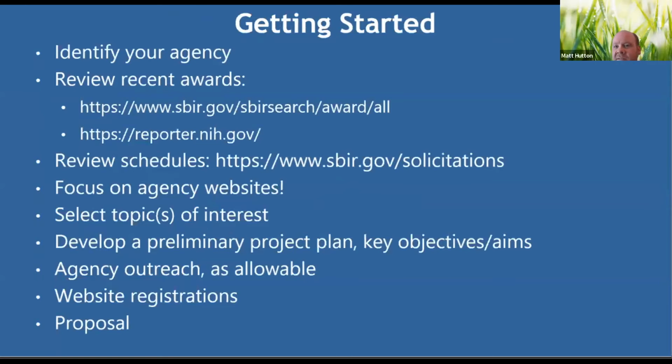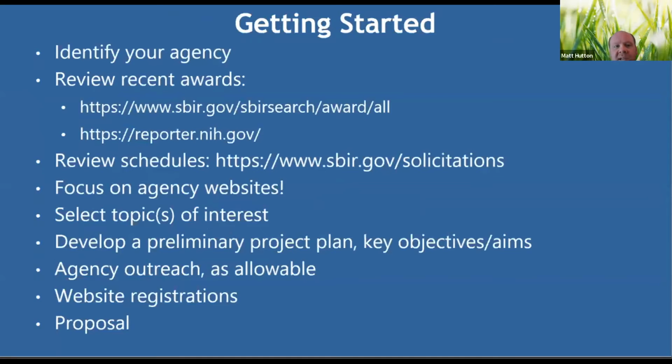So how do you get started with SBIR programs? First of all, choose an agency that you're interested in. Again, there are 11 different branches that award SBIRs, and within those agencies sometimes they're very diverse in terms of what they'll fund. So think about who might be interested in what you're doing.